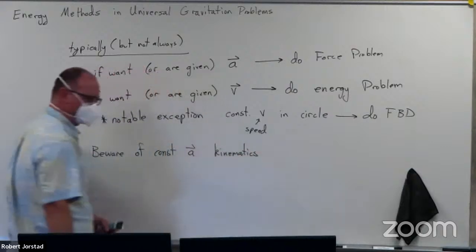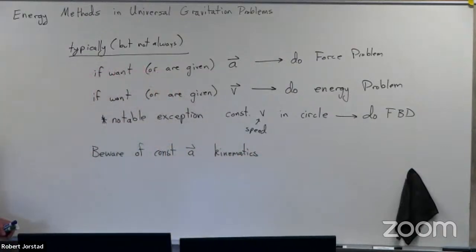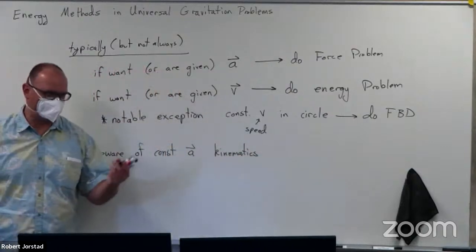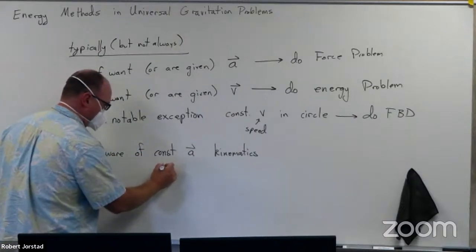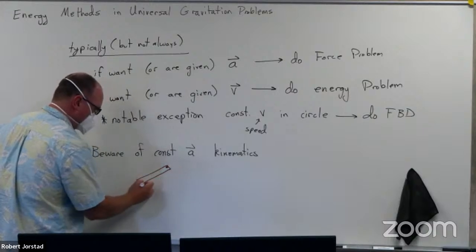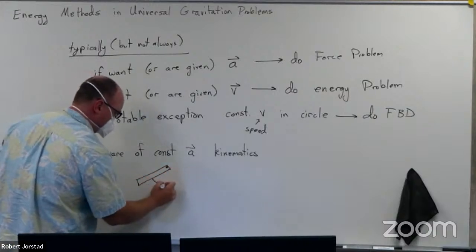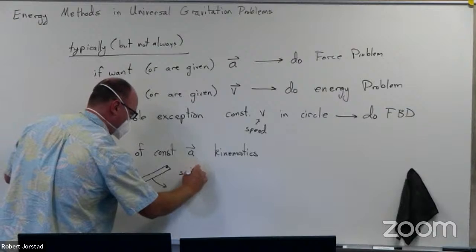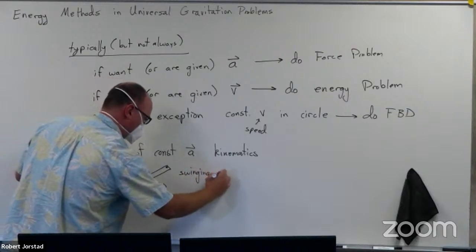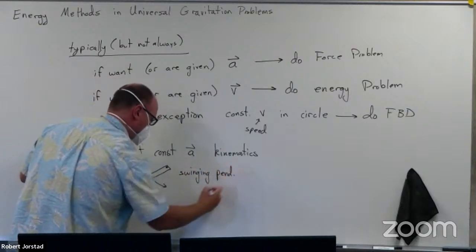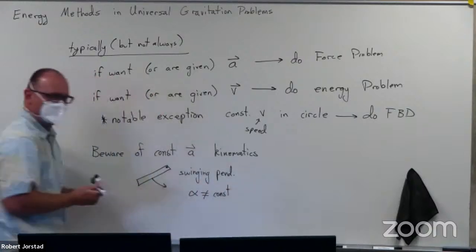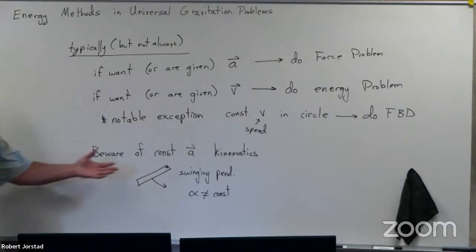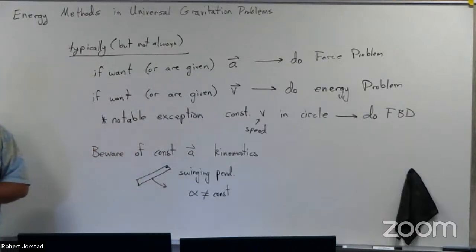A lot of you have some experience now, and you know constant acceleration kinematics are really useful if we can use it. There were some exceptions, right? If you have a swinging pendulum, alpha was not a constant. Remember that? As a pendulum swings, the torque changes, so the alpha changes.